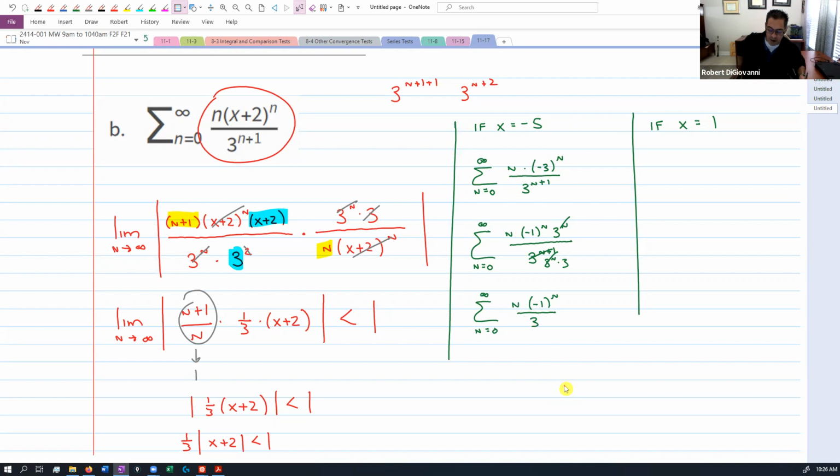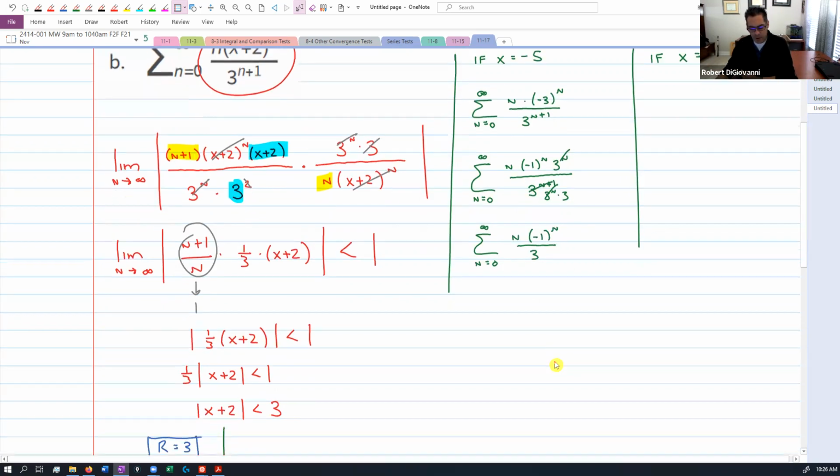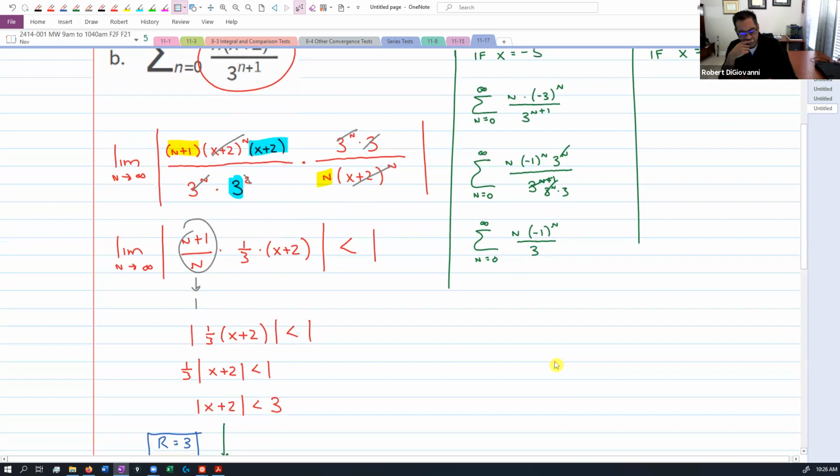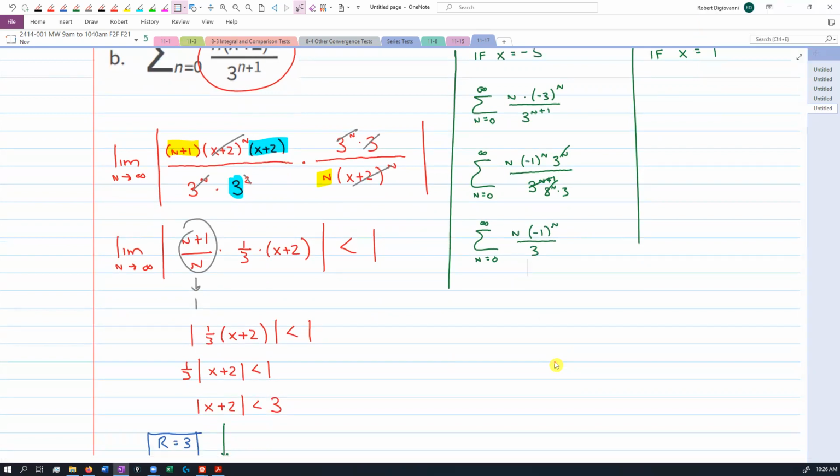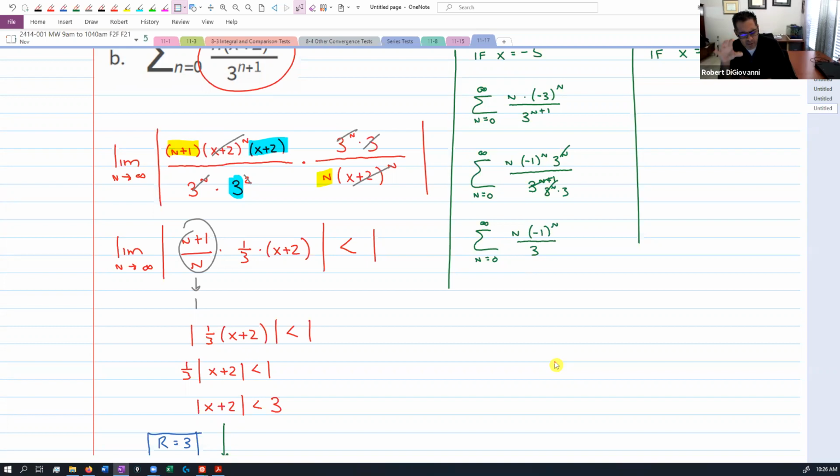I see it alternates. It does alternate, but it's not like the ends aren't below the fraction. Yeah, this just gets bigger and bigger, doesn't it? Couldn't you just do the nth term test? The very first test we had. Remember the nth term test?